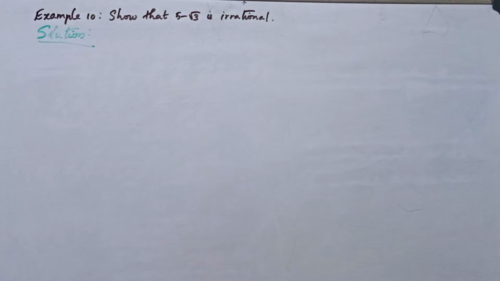Okay. So here we have a problem. Show that 5 minus square root of 3 is irrational. Right, 5 minus root 3 is irrational. We need to solve it. We need to show that 5 minus square root of 3 is irrational. So what are we going to do?